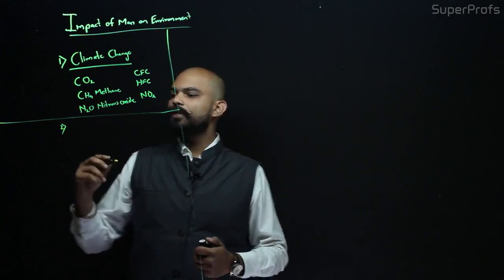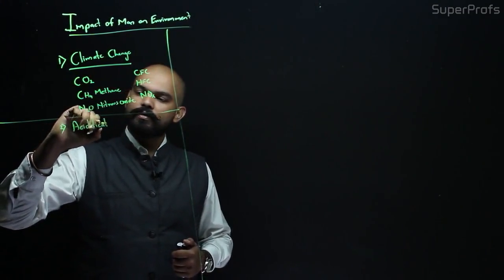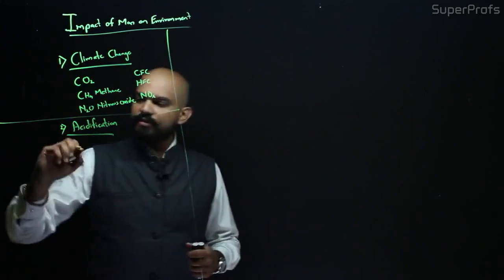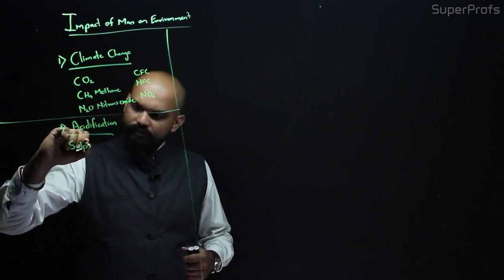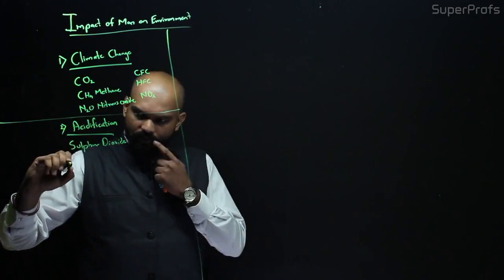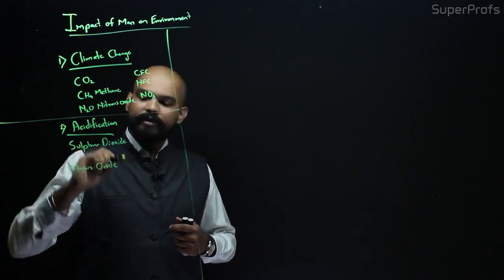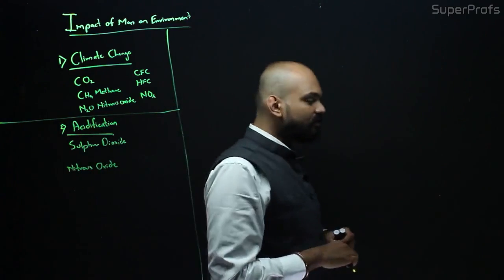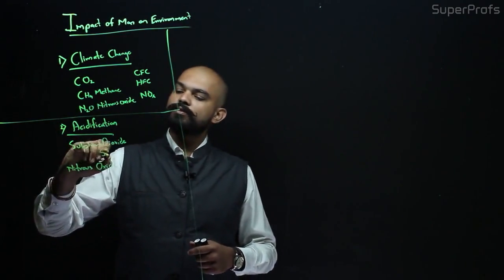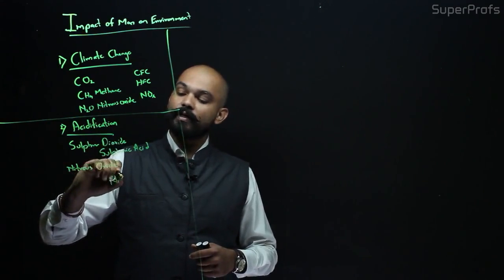Now, the next phenomenon is acidification. The industrial activities that man carries out emit sulfur dioxide and nitrous oxide in the environment as gases. These gases go into the clouds and they react with the water there to form sulfuric acid and nitrous acid.